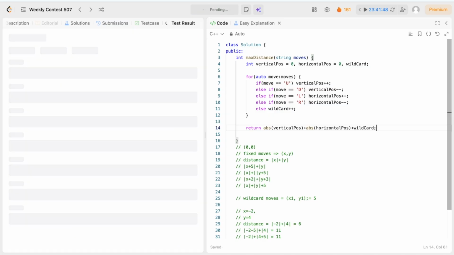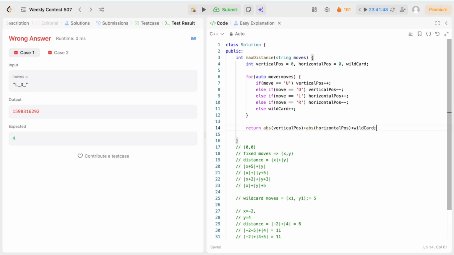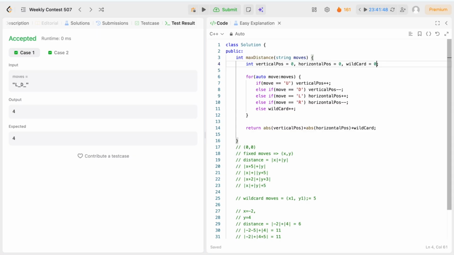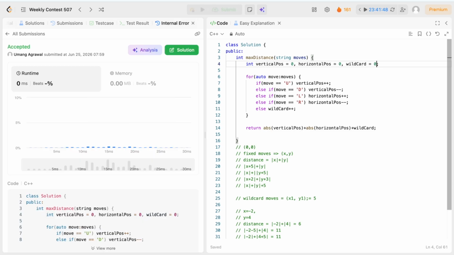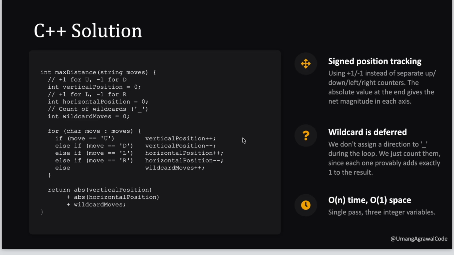We will run our test case. Oh, sorry, I didn't initialize wildcard. Okay, we will run our test case. And yes, the test cases are passed, we will submit our solution. Yes, our solution is accepted. So this is the correct solution.